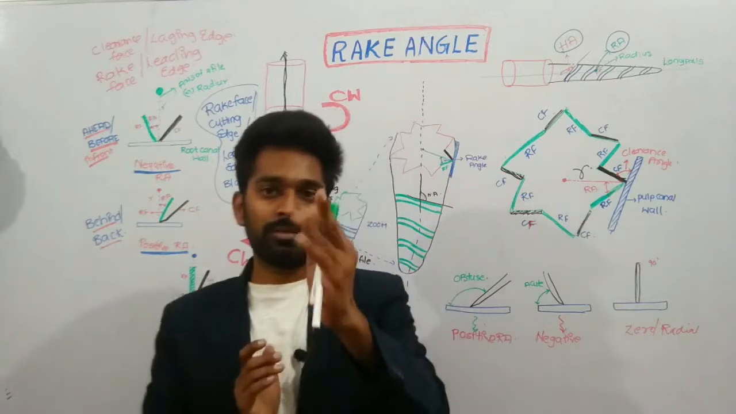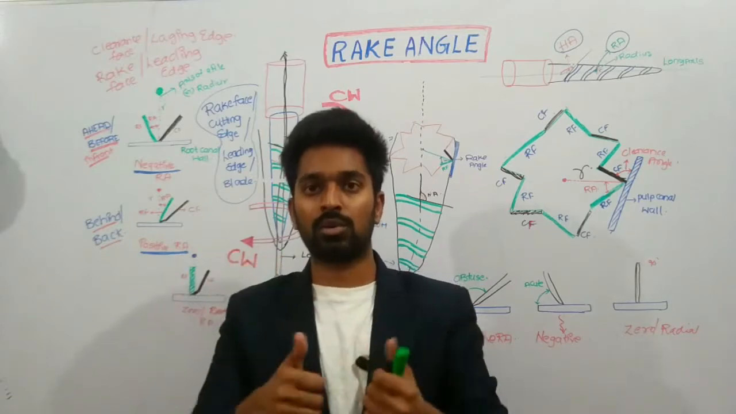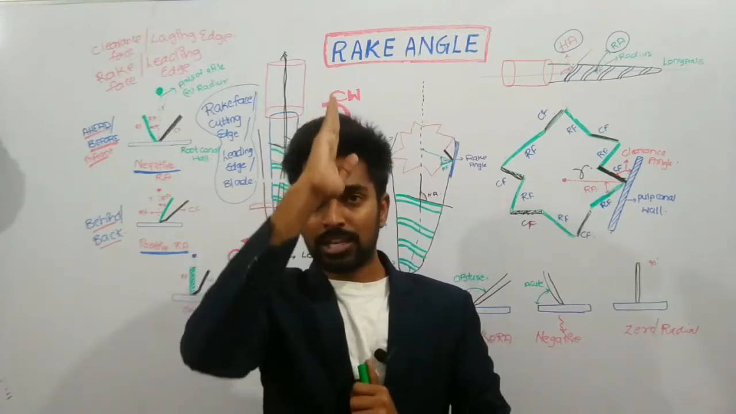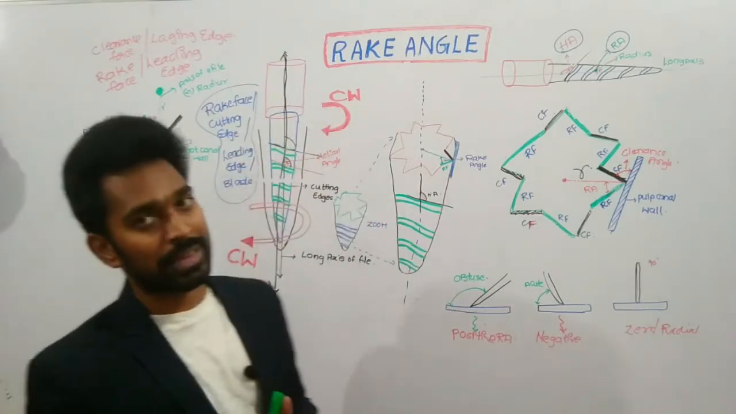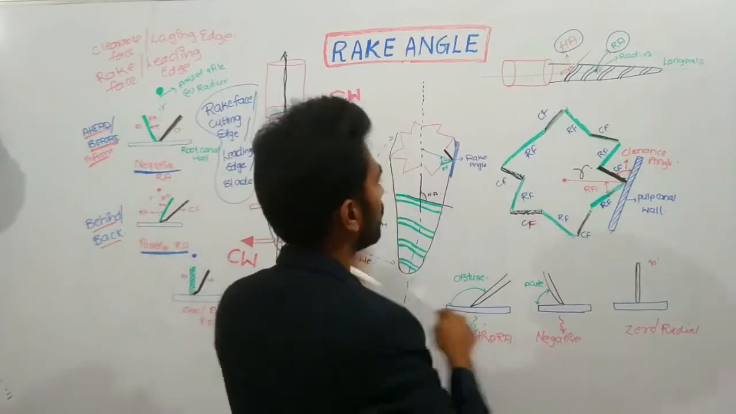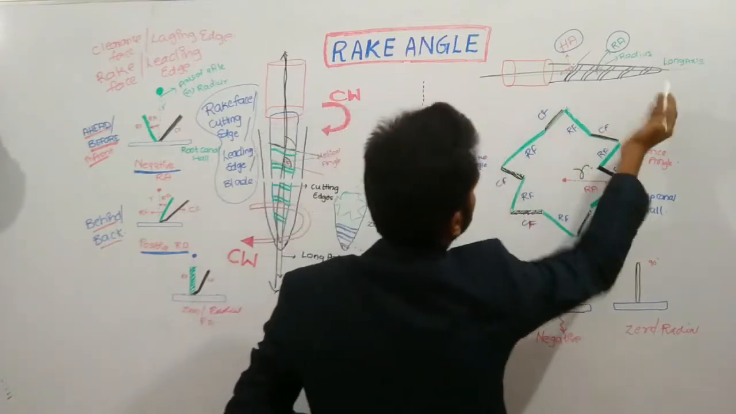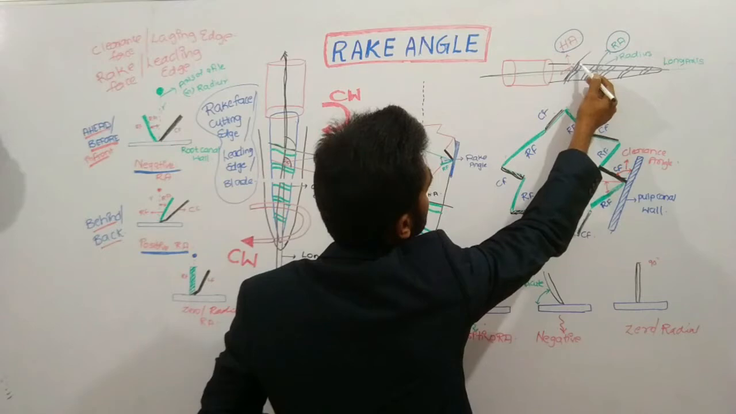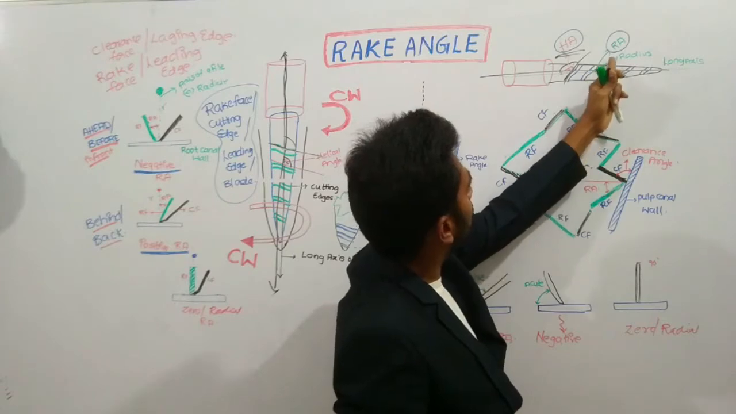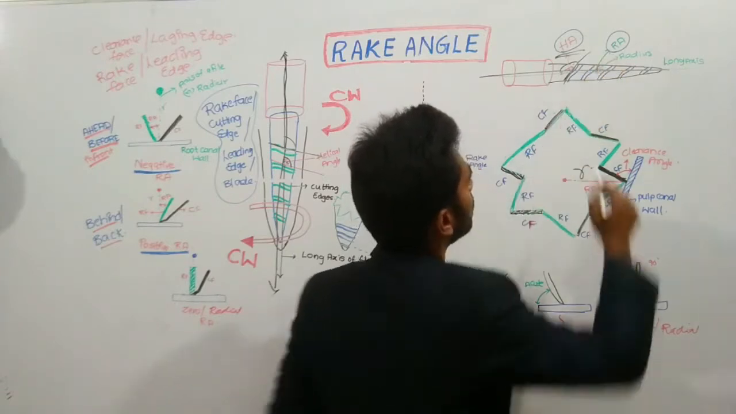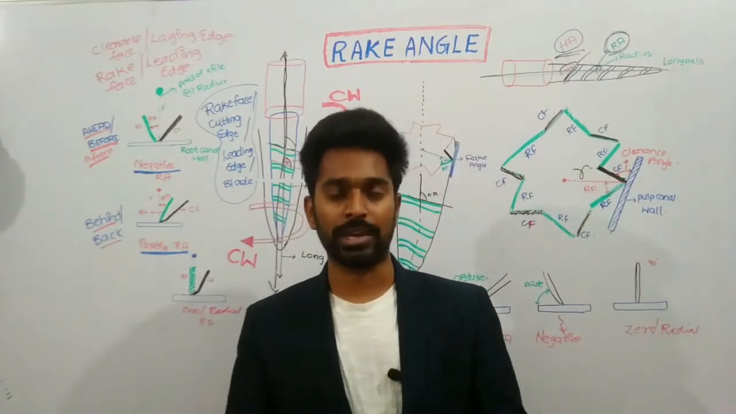I repeat, if the angle is formed between the radius of the file and the cutting edge, this angle is called the rake angle. Whereas if the angle is formed between the long axis of a file and the cutting edge, this angle is called the helical angle. If you see this diagram, this is the long axis of the file. The angle formed between the long axis of the file and this cutting edge is called the helical angle, whereas the angle formed between the cutting edge and the radius of the file is called the rake angle.